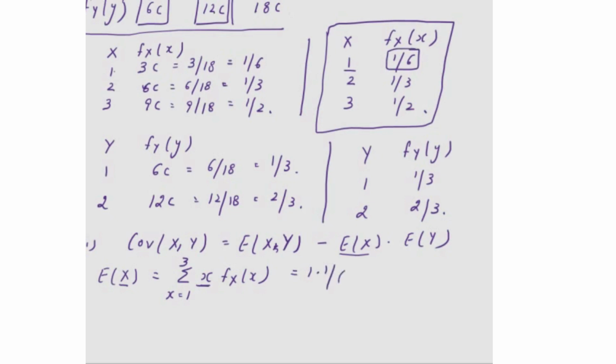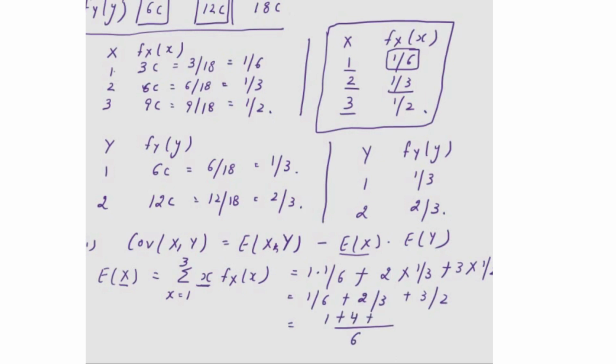So this is 1 by 6 plus, then substitute x equals 2. So this is 2 multiplied by 1 by 3, so this is 1 by 3, plus when x equals 3, this is 3 multiplied by 1 by 2. So this is equal to 1 by 6 plus 2 by 3 plus 3 by 2. The LCM is 6 here. So this is 1 plus 4 plus 9, and this is 14 by 6, which is 7 by 3. So this is the expected value of x.